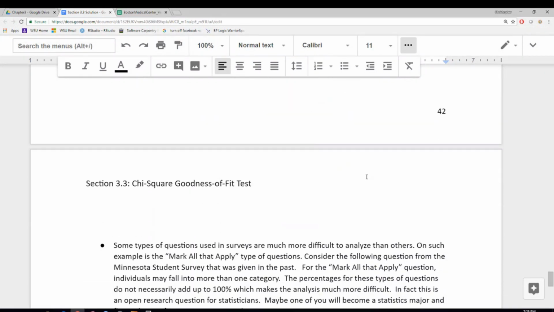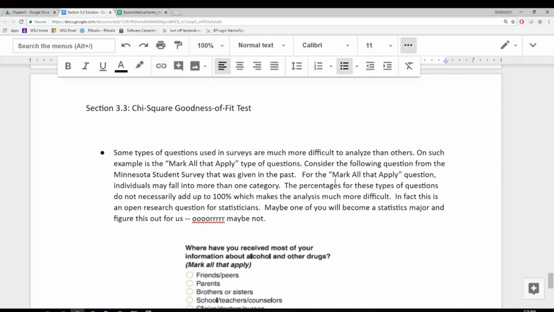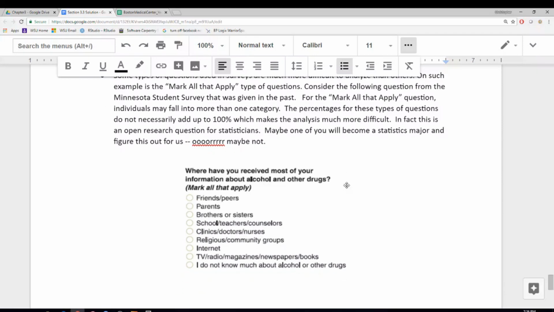Okay, one last thing for this section 3.3 is that sometimes we have mark all that apply type questions. Some questions on surveys are much more difficult to analyze than others, and one of those examples is a mark all that apply type of question. On one of the past surveys of the Minnesota Student Survey, they actually had a mark all that apply. That question was, where have you received most of your information about alcohol and other drugs? The options there were friends, parents, brothers and sisters, churches, internet, etc.